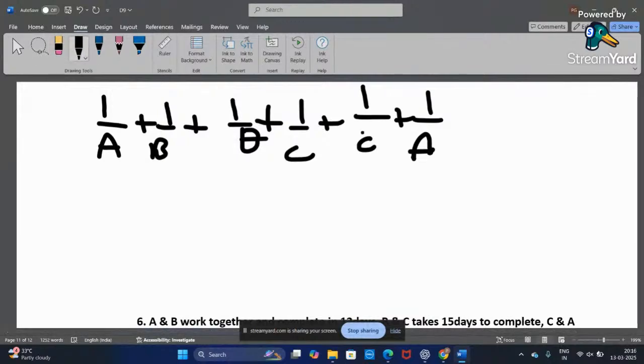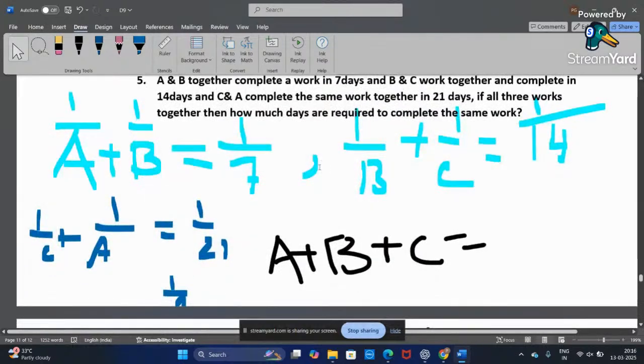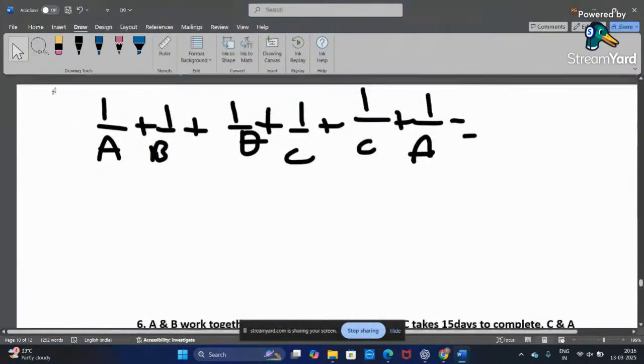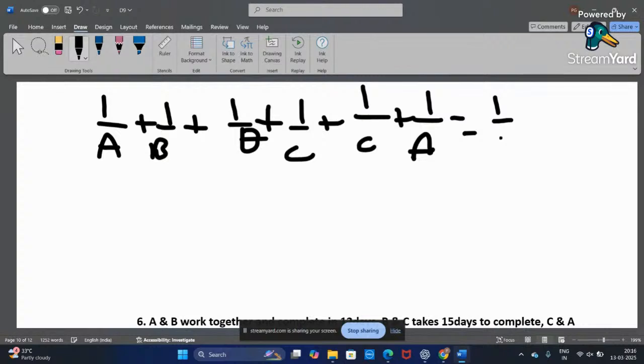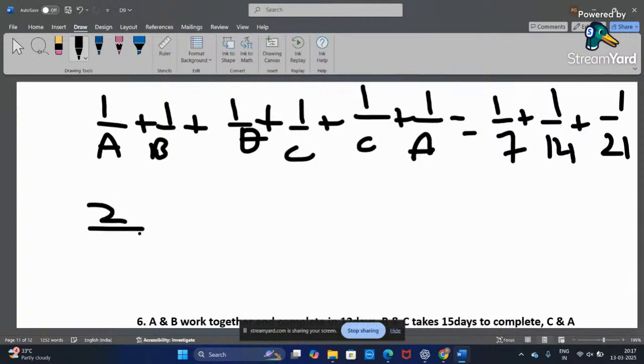Then what are the values we have here? It is 7, 14 and 21. That we have to write in the form of 1 by 7 plus, we need to add because we are finding the together value, 1 by 14 plus 1 by 21. Right. So here we have 1 by A twice, so you write it as 2 by A. 1 by B we have twice, so we write 2 by B. Then twice we have 1 by C, so we write 2 by C.